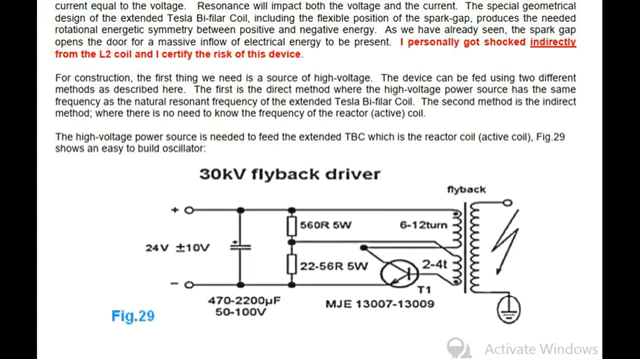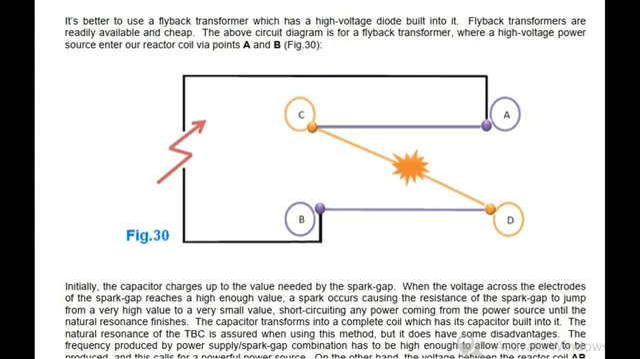Fig 29 shows an easy to build oscillator. It's better to use a flyback transformer which has a high voltage diode built into it. Flyback transformers are readily available and cheap. The above circuit diagram is for a flyback transformer, where a high voltage power source enters our reactor coil via points A and B, Fig 30.